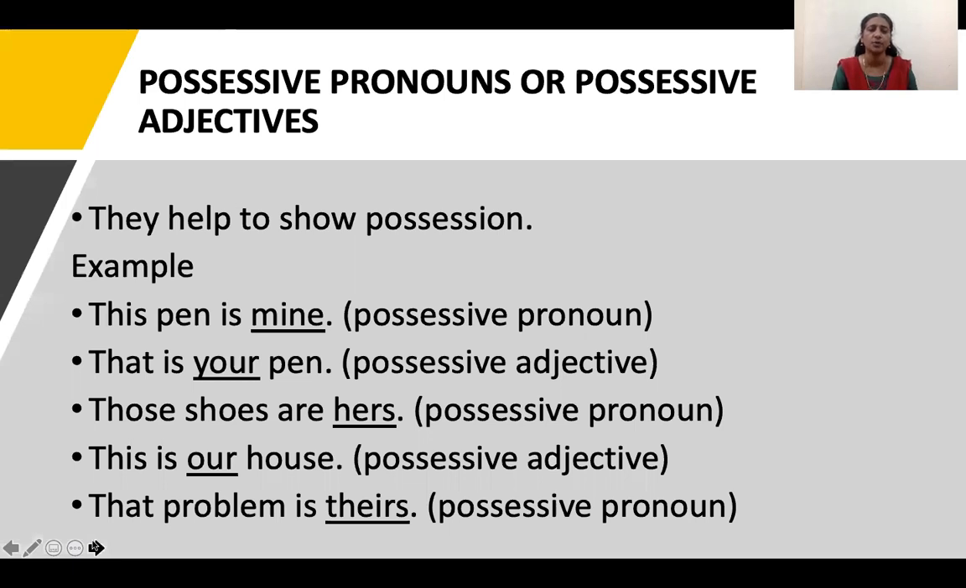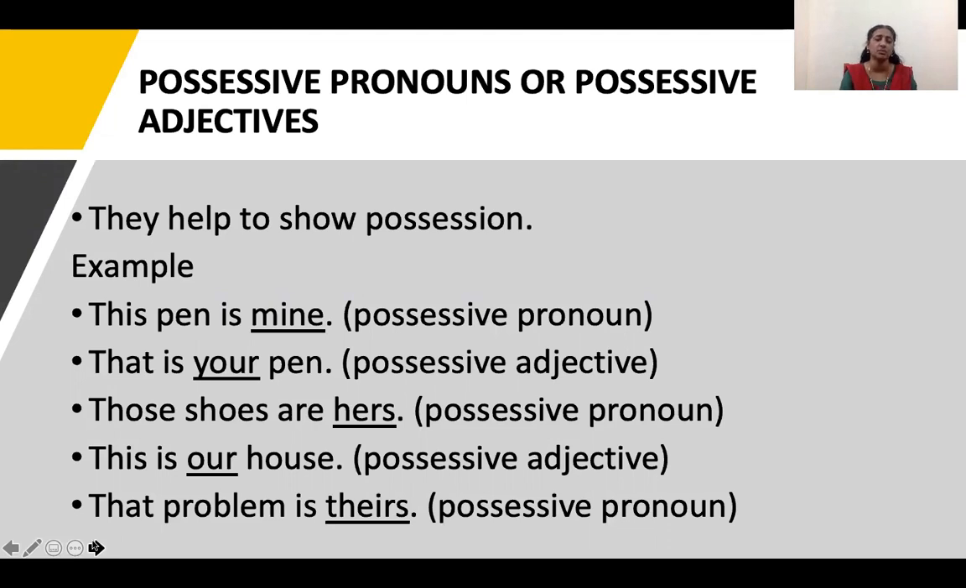Now we'll learn about possessive pronouns or possessive adjectives. They help to show possession. Possession means something belongs to someone. Example, this pen is mine. Let me take this example. This pen is mine. I'm telling this pen belongs to whom? It belongs to me. So I'm using the possessive pronoun mine.